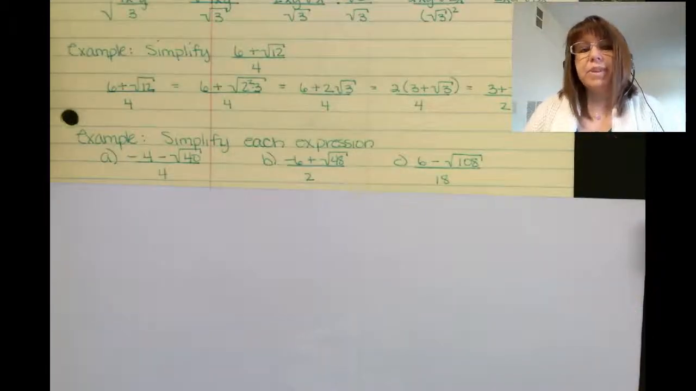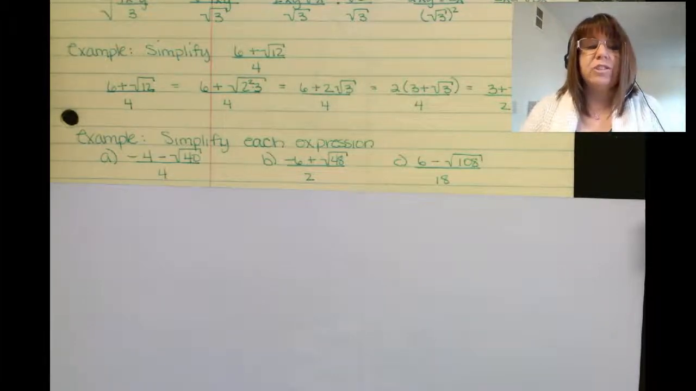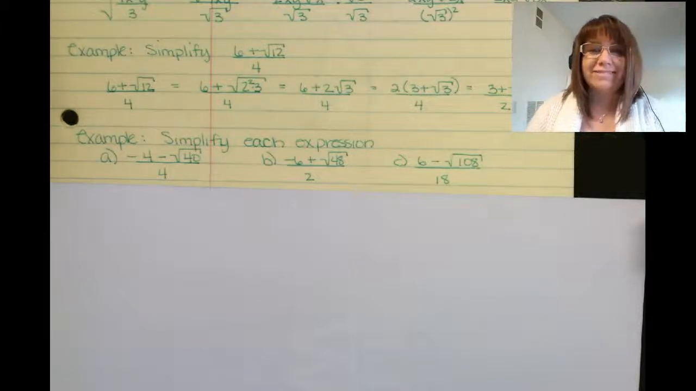Considering the last example that we did, what I would like you to do for your class problem is to simplify each of these expressions. So the first one is -4 minus square root of 40 all over 4. The second problem is -6 plus the square root of 48 all over 2. And the third problem is x minus the square root of 108 all over 18. And I want it in simplified form. Bring it to class the next class session.